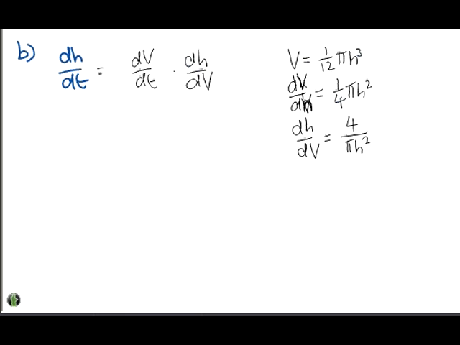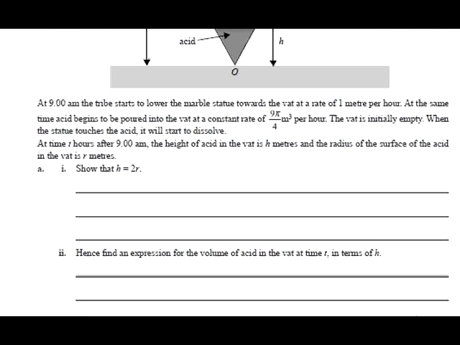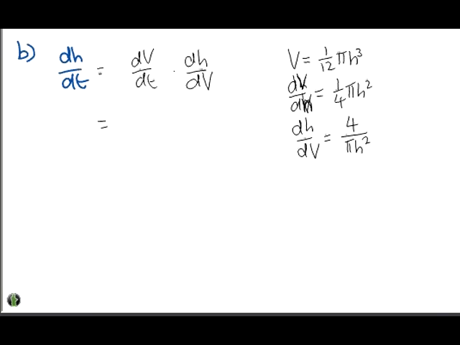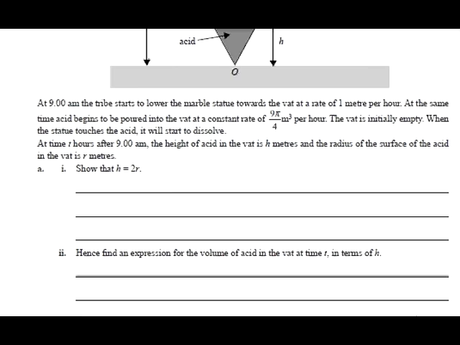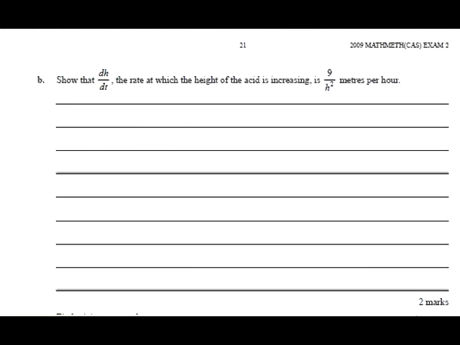Done. So you come back here and you say, good, dV/dt is, check that rate again, 9π on 4. So 9π on 4 times dH/dV, 4 on π H squared. Oh, look. The π's cancel, the 4's cancel, you get 9 on H squared. How very, very pleasant. There it is, part B, out of the way.